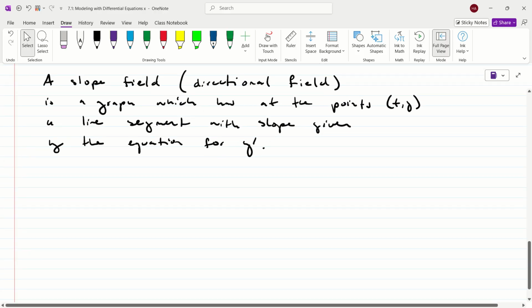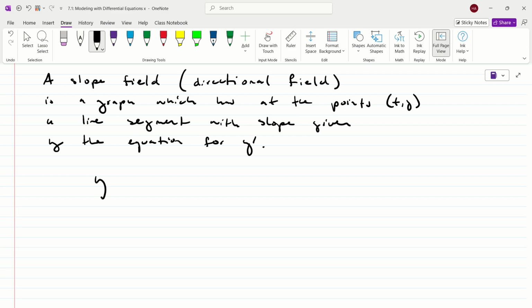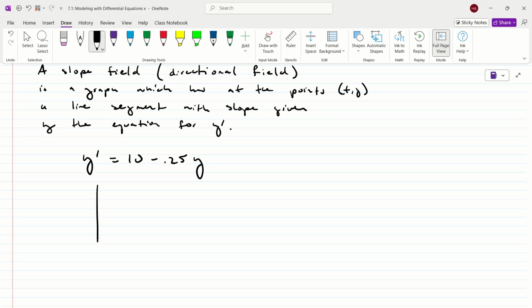We have the differential equation from our previous problem to be y prime equals 10 minus 0.25y. And we could start developing the slope field graph for this differential equation in this two-dimensional grid here. On the horizontal scaling, we'll have t's. On the vertical scaling, we'll have y's. Let's say I populate this with 1, 2, 3, 4.